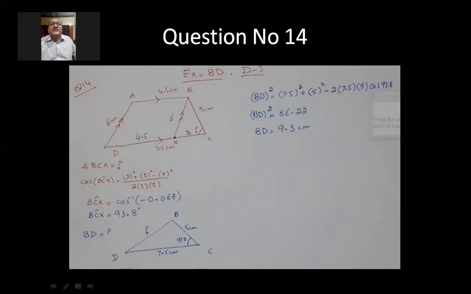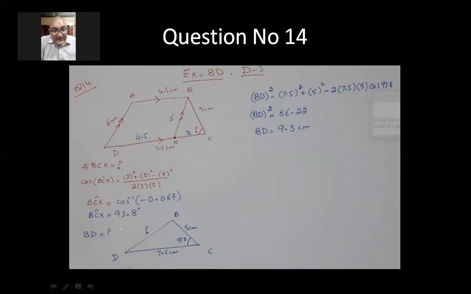So cos of BCX will be equal to 3 square plus 5 square minus 6 square, divided by 2 divided by 3 divided by 5, equals, shift cos answer equals, so you get 93.8 degrees. So these are the terms which I'm speaking, these are the values which you will enter into the calculator. So now we know this angle BCX is 93.8 degrees.